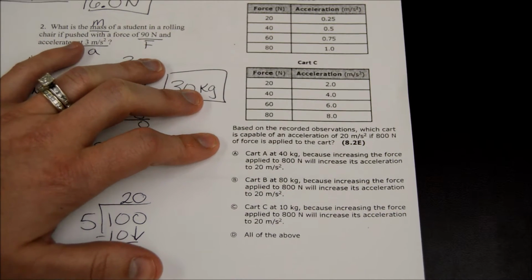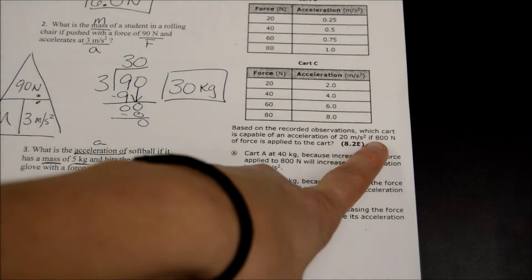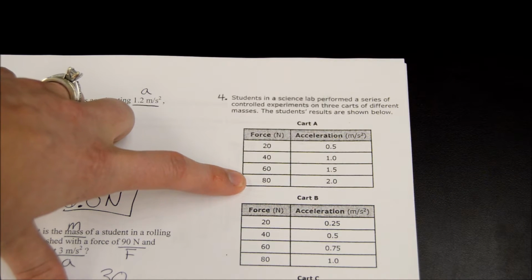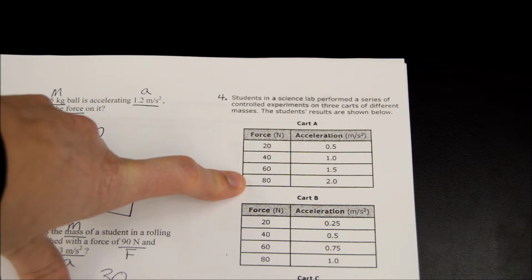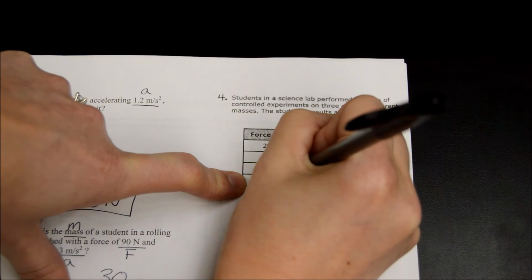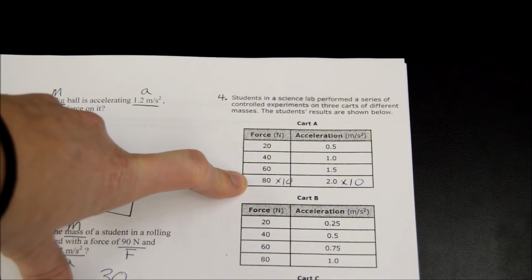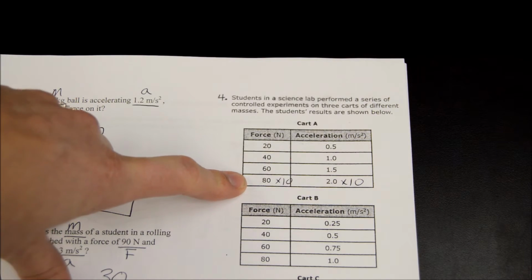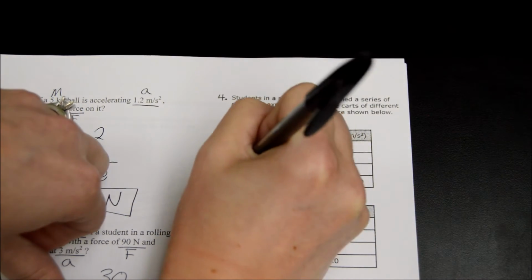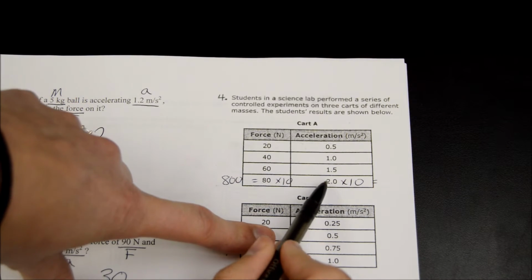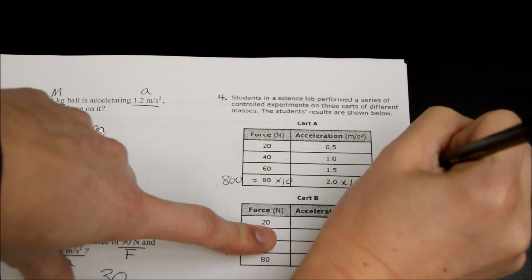Okay, so what we're looking for is to get to that 800 newtons. So if we go back to our charts, right here we have 80 newtons of force. Well, what do we have to do to 80 to get to 800? Hopefully you say multiply by 10. Okay, but if we multiply this by 10, we have to multiply over here by 10. What we do to one side, we have to do to the other. Okay? So our force now becomes 800, and our acceleration, 2.0, or 2 times 10, is 20.